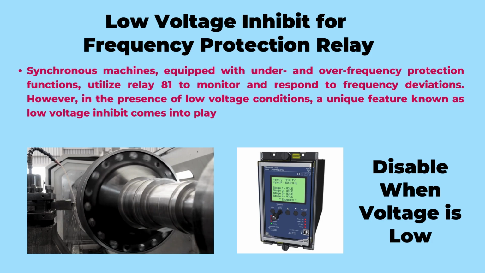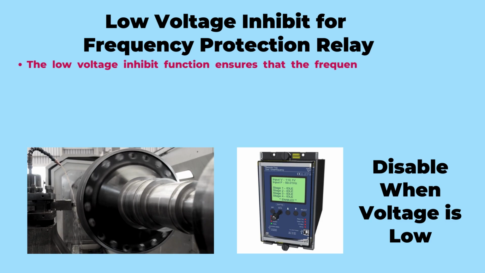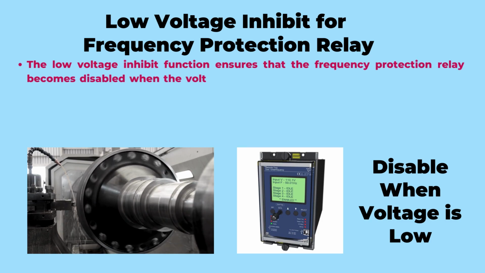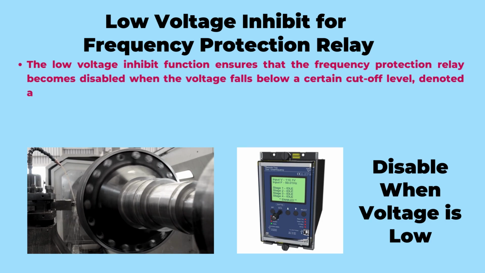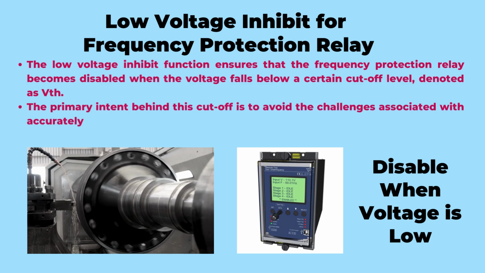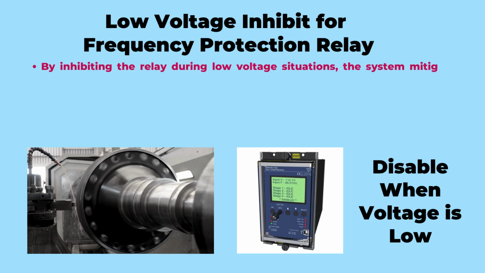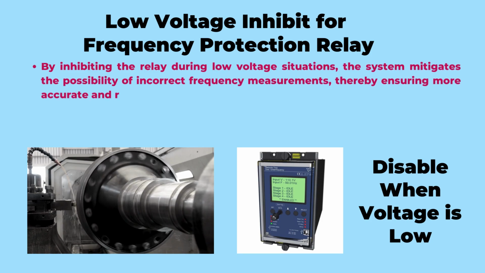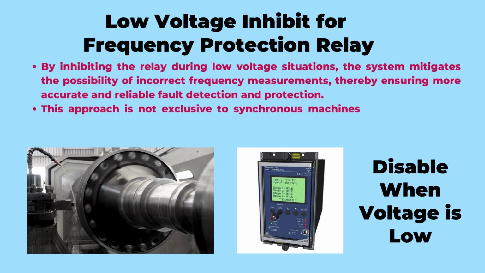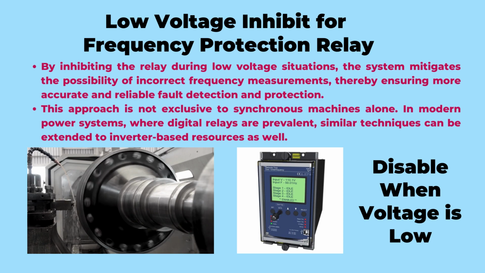However, in the presence of low-voltage conditions, a unique feature known as low-voltage inhibit comes into play. The low-voltage inhibit function ensures that the frequency protection relay becomes disabled when the voltage falls below a certain cutoff level. The primary intent behind this cutoff is to avoid the challenges associated with accurately calculating frequency during fault conditions or substantial voltage dips. By inhibiting the relay during low-voltage situations, the system mitigates the possibility of incorrect frequency measurements, thereby ensuring more accurate and reliable fault detection and protection.